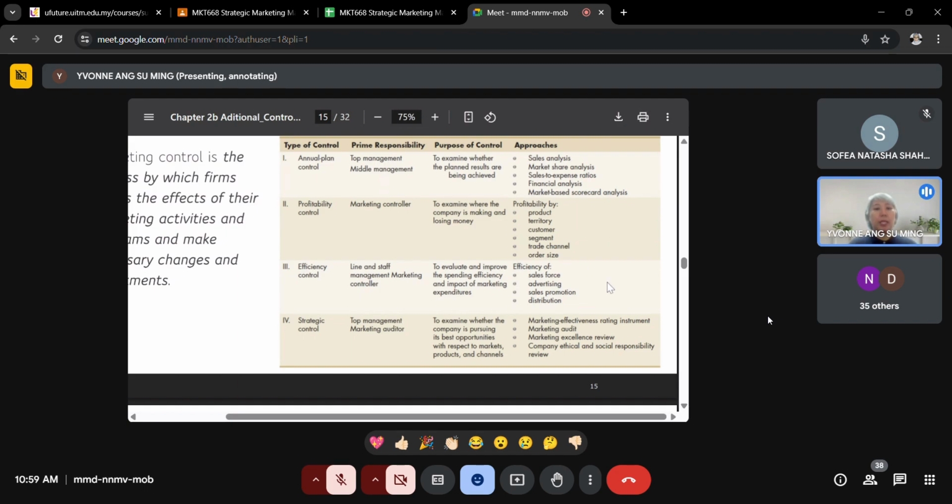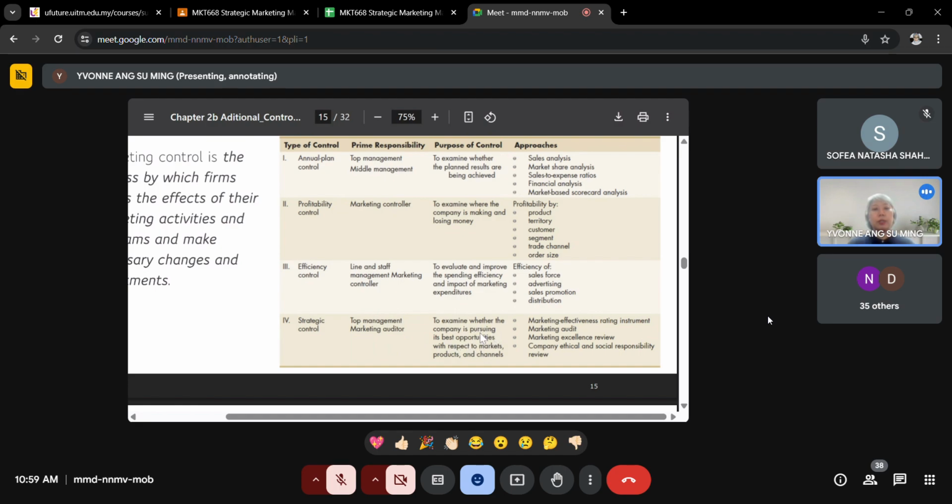Okay? Then finally, we have strategic control. Okay, strategic control, you can already guess. It's like the annual plan control. It's most likely done by the top management. So here, what they're trying to do through the strategic control is examine whether the organization is pursuing the best opportunities.